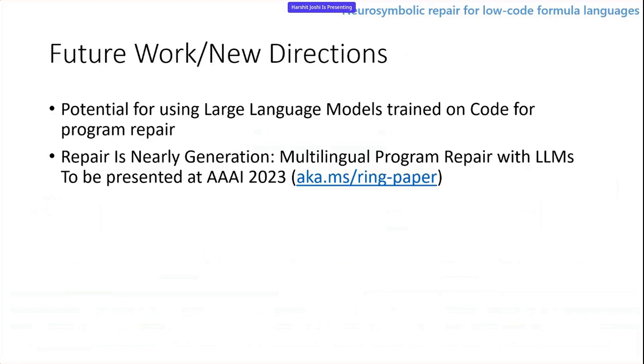And also, a final note is that I'm applying for grad schools for fall 2023, and I would like to continue working on neurosymbolic methods for code. So if your lab works on similar research topics, please reach out. Thank you.